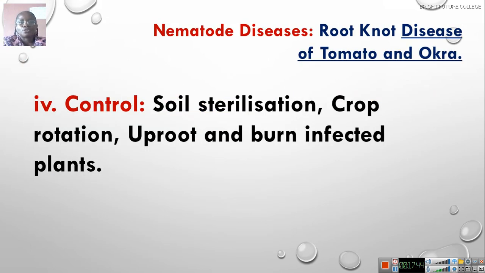How can we control this disease? And what is the name of that disease? Root knot disease of tomato and okra. How can we control it? Soil sterilization, that is one measure. 2, crop rotation is another measure. You can uproot and burn the infected plant. That is another control measure.